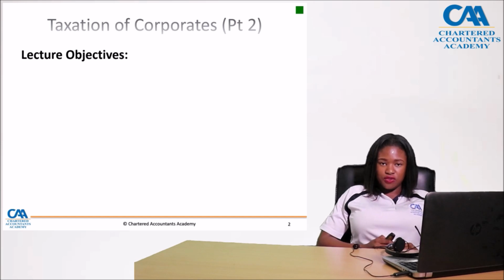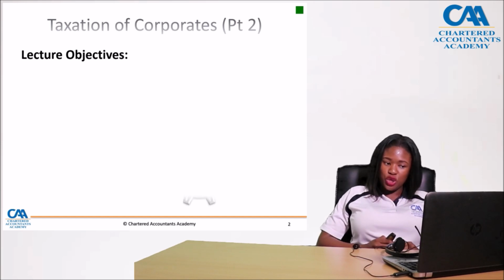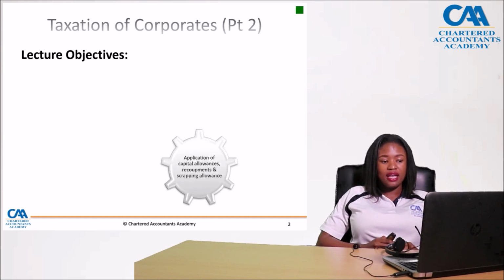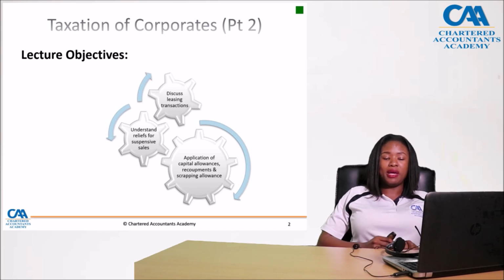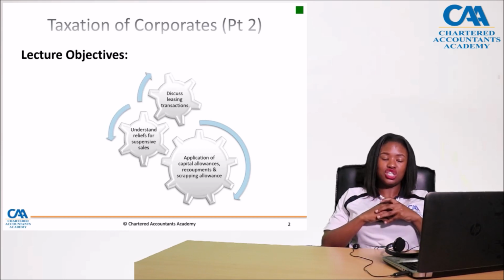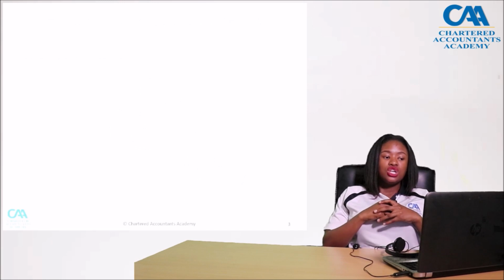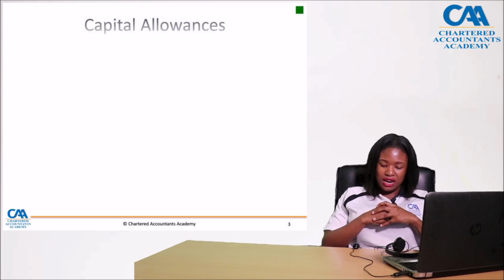The lecture objectives for this part of the session are: you should be able to apply capital allowances, recoupment, and scrapping allowances to a scenario. You should be able to understand relief for suspensive and credit sales, and you should also be able to discuss leasing transactions. So firstly, we are going to look at capital allowances.